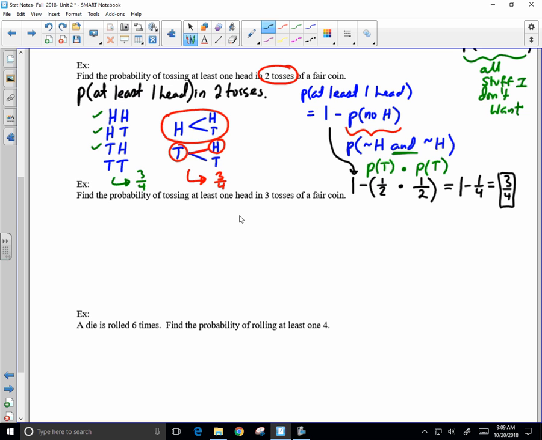All right. So in the next one, we're looking at 3 tosses of a coin, still right on the edge of what you're willing to write out in terms of a sample space. Heads, heads, heads. Heads, heads, tails. Heads, tails, heads. Tails, heads, heads. All right, we can do tails, tails, tails. Tails, tails, heads. Tails, heads, tails. And heads, tails, tails.